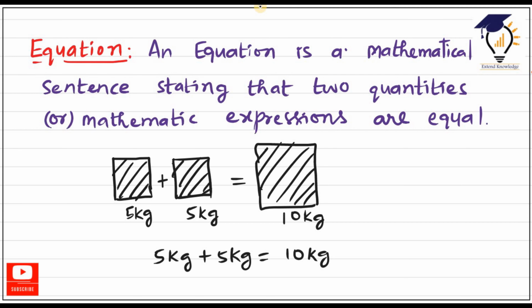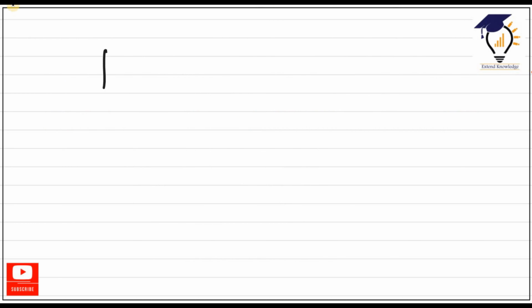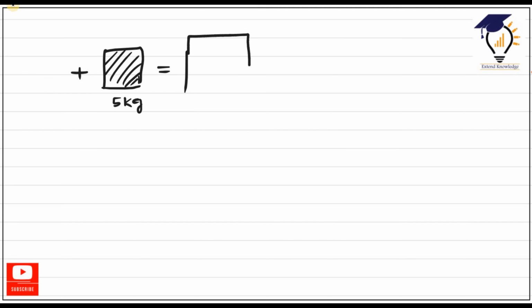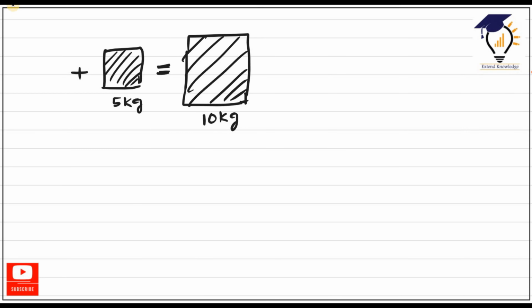What if I miss a block in that? How do I show that? Let's see. Here I'm trying to draw the same figure. I draw a 5 kg block and I missed one block here, plus which is equal to a total 10 kg block, which shows 10 kgs. I already said that both are equal, so the first quantity and the second quantity must be the same. So there is a quantity missing, and we don't know what it is.